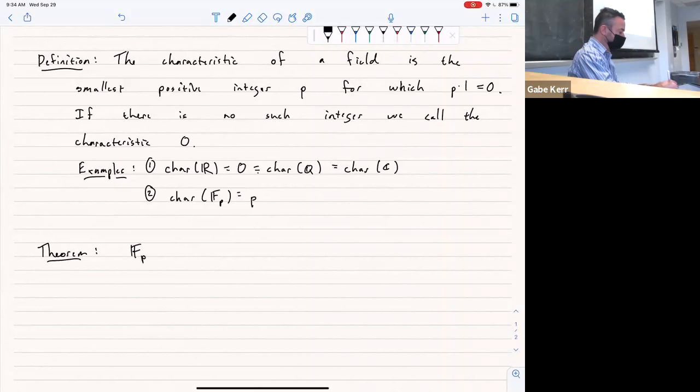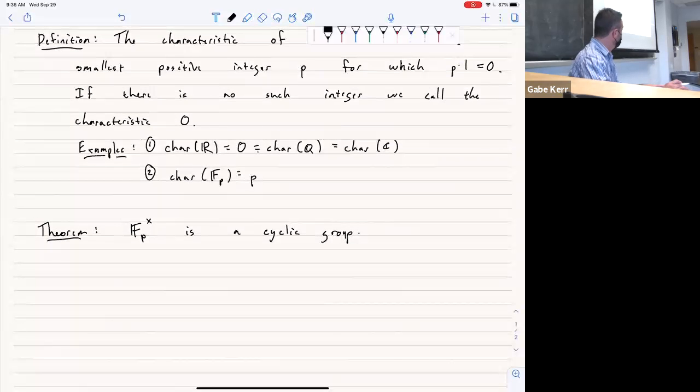We take the finite field with P elements and look at its multiplicative group. Remember, this is all the non-zero elements of the field, and the operation is multiplication. This is cyclic. Maybe we can do one example. Let's say, for example, we look at F7. What do you think the multiplicative group is going to be isomorphic to?